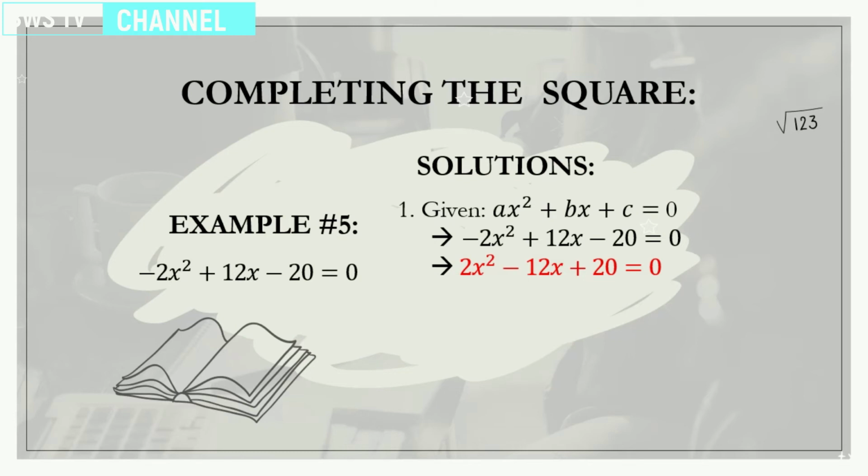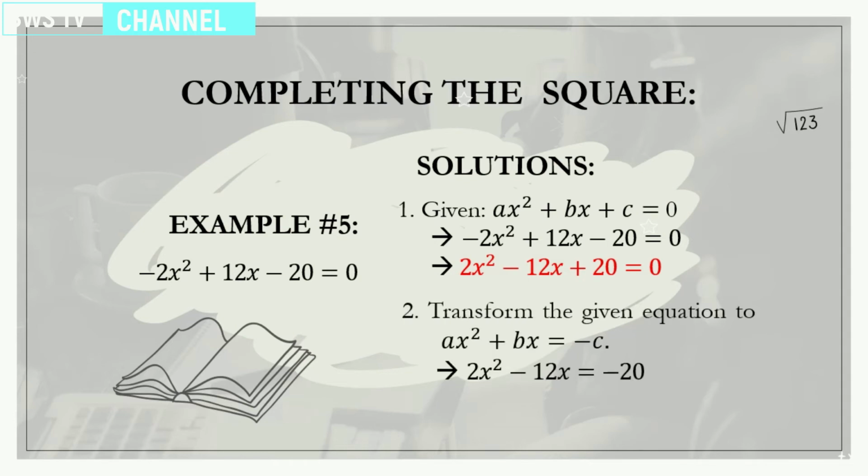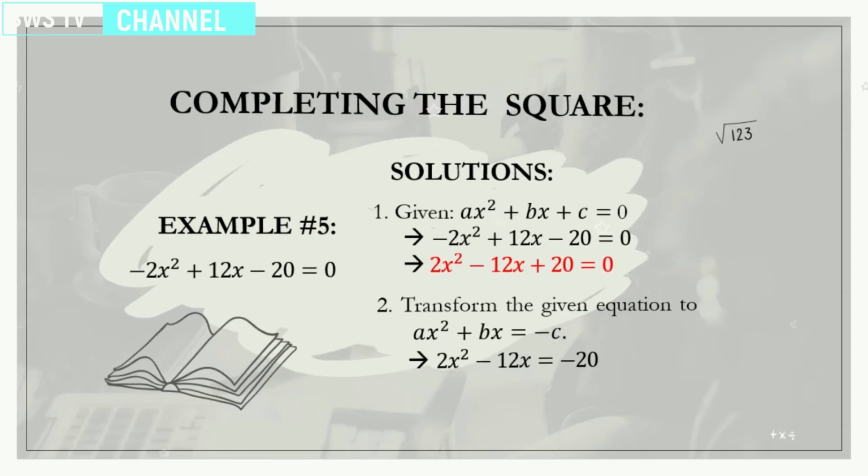So change now the given. We will change it into positive. Make sure that you change it into positive. That is the first thing that we need to do. Second, transform the equation, transfer the number. The sign will change. Remember that.